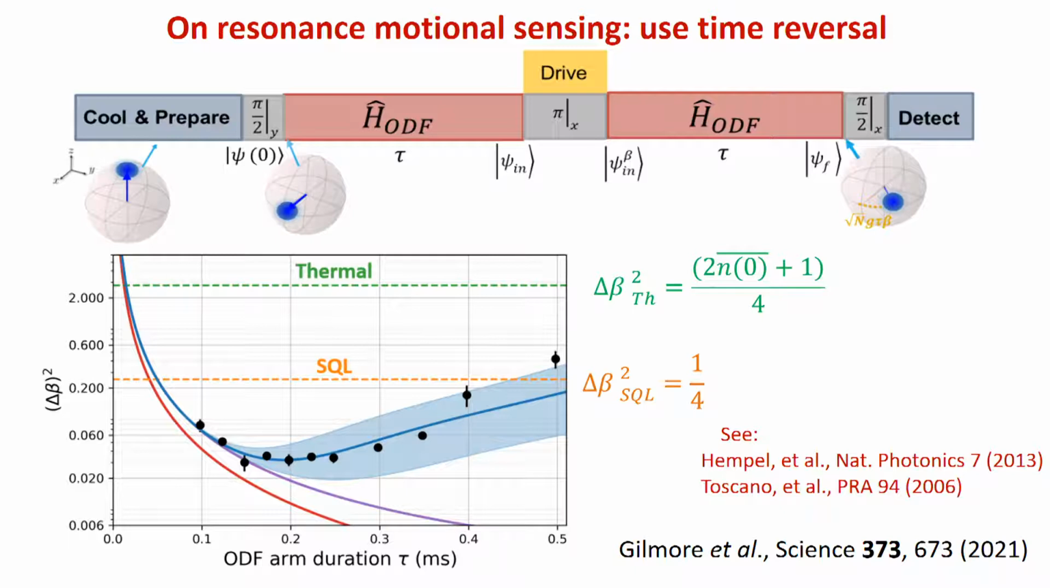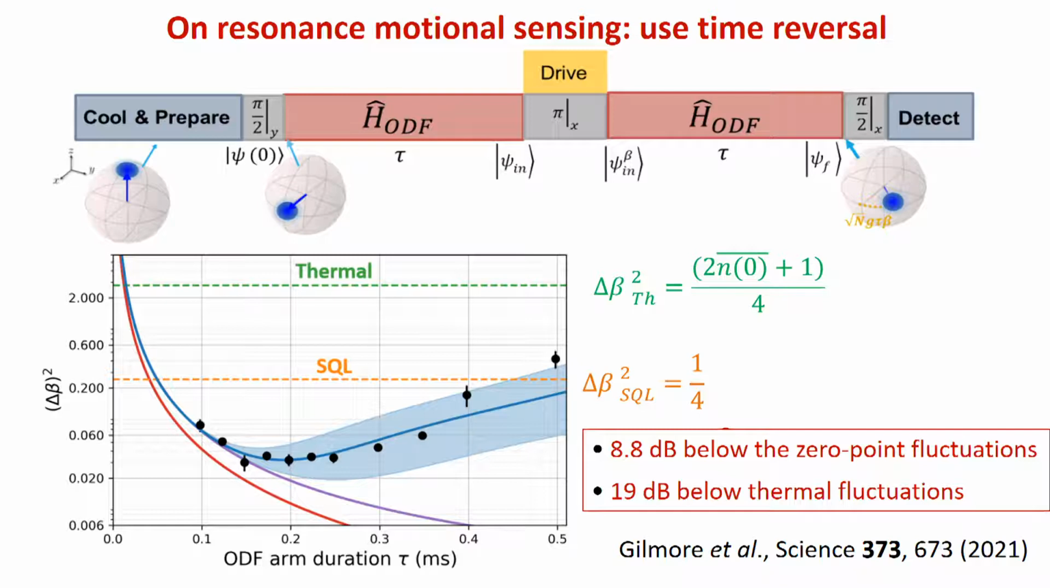And the reason it deviates, this deviation is captured by theory that includes 40 hertz shot-to-shot fluctuations in the frequency of our center of mass mode. And so these frequency fluctuations of the center of mass mode mean that the time reversal is no longer perfect.